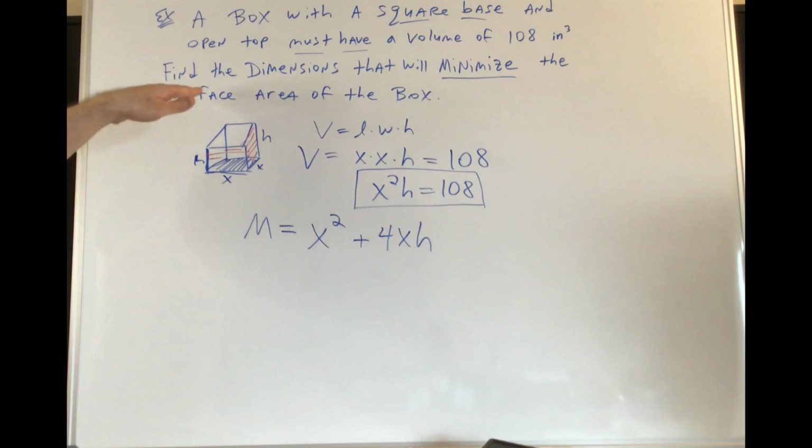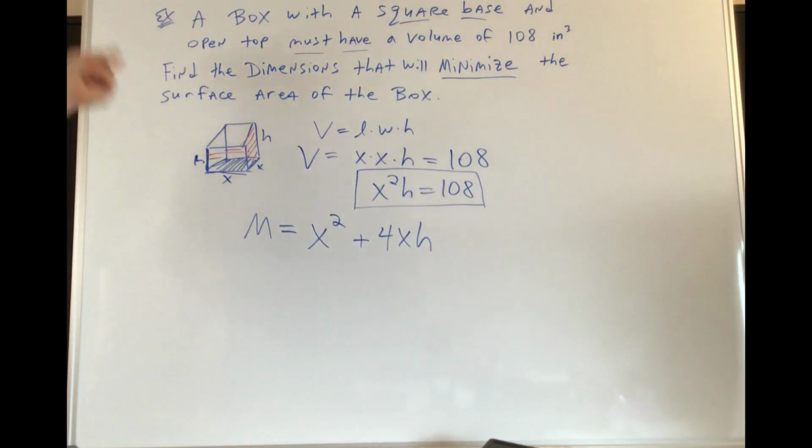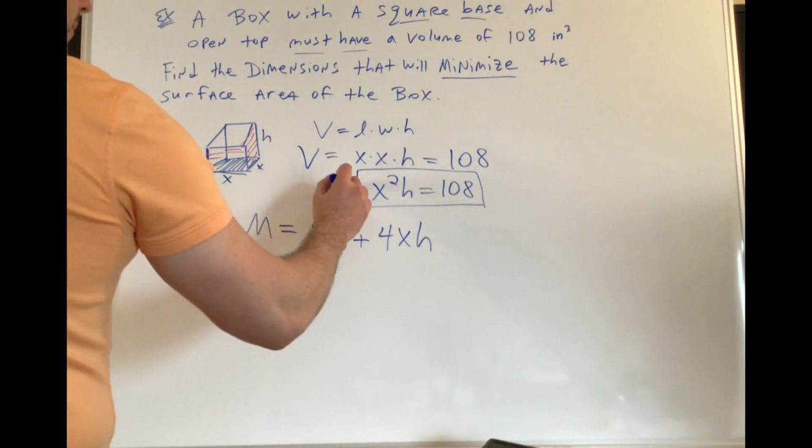So surface area means you take the area of all of the sides and the area of the bottom. Those are the surfaces that make a box when you put them all together. This is what you're trying to minimize. Now you should be thinking to yourself, this is a disaster. And it is, because you have to take this one.